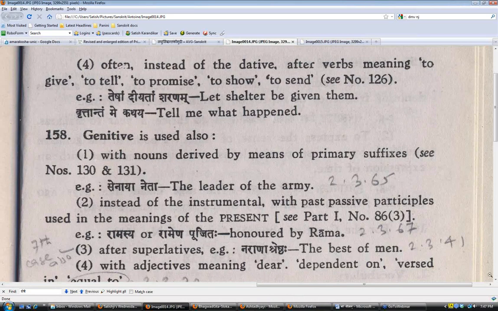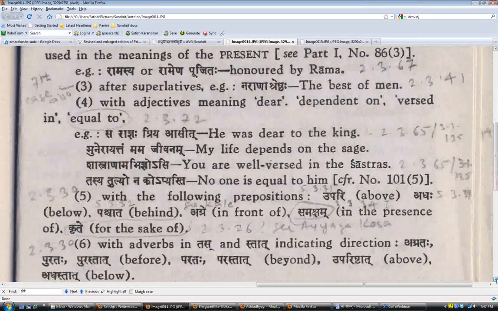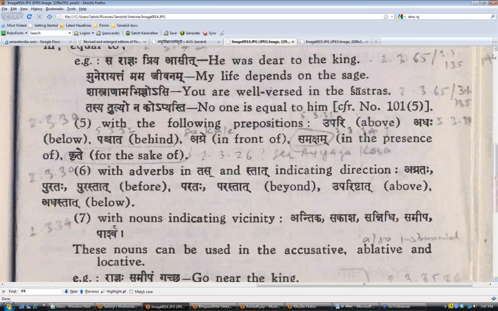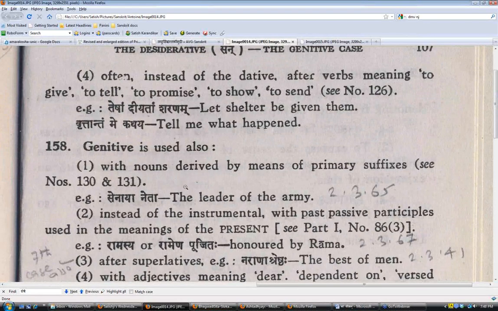In fact, let's see. Has he given the exceptions here? Okay, he has. Then you know what? Let's look at 2.3.69 right now. It's not in the book. 2.3.69 is not in the book, but it is extremely important for students, because if you just leave it like this, what will happen is that many other usages will come.